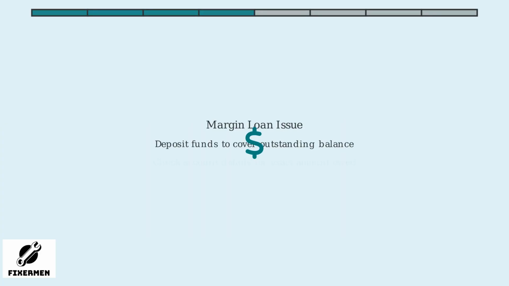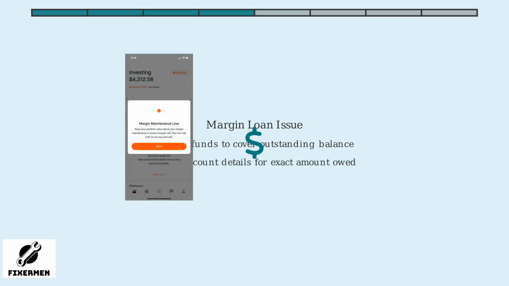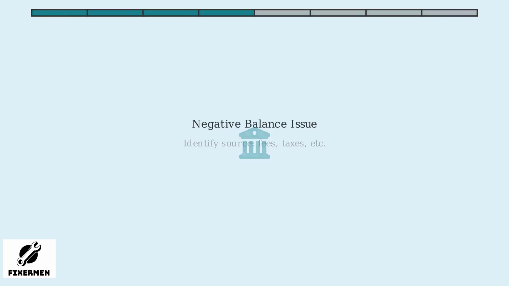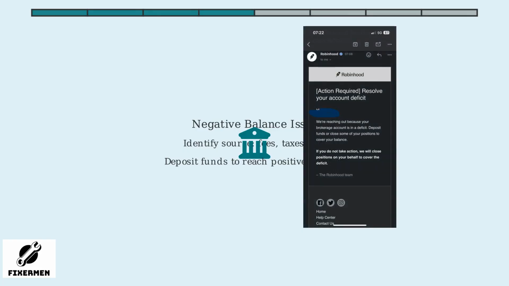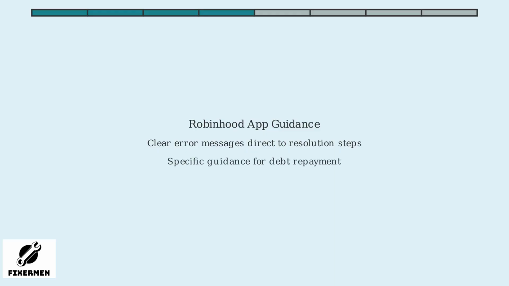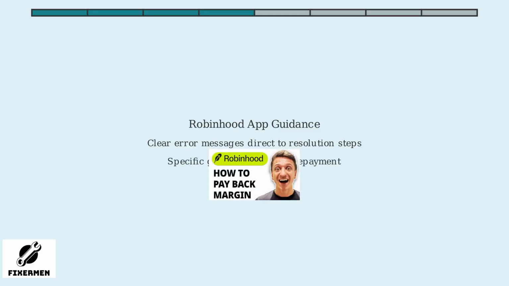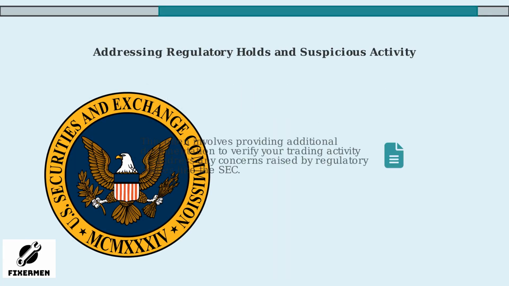If the restriction is due to an unpaid margin loan, your priority is to deposit funds to cover the outstanding balance. Check your account details to understand the exact amount owed. If the restriction is caused by a negative account balance, identify the source of the negative balance, such as fees or taxes, and deposit the necessary funds to bring your account to a positive balance. Robinhood's updated app as of April 2026 provides clearer error messages and directs users to resolution steps, specifically for debt repayment. If the restriction is due to a regulatory hold, Robinhood support will guide you through the necessary steps.